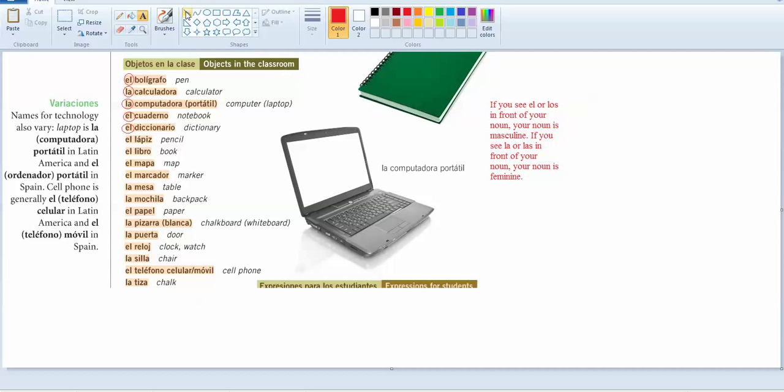Okay, so el or los gives you masculine, and la or las is feminine.